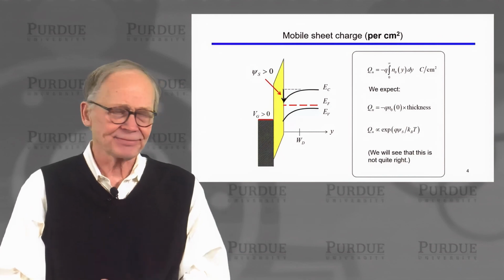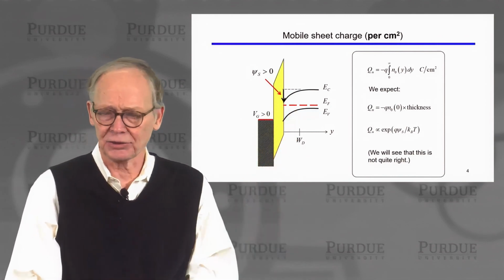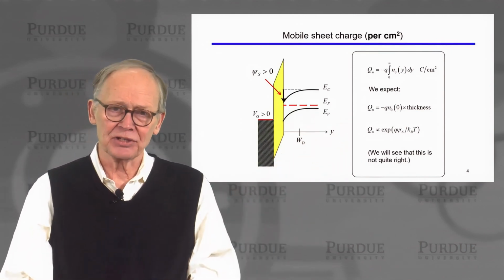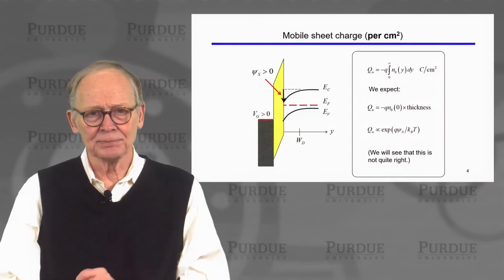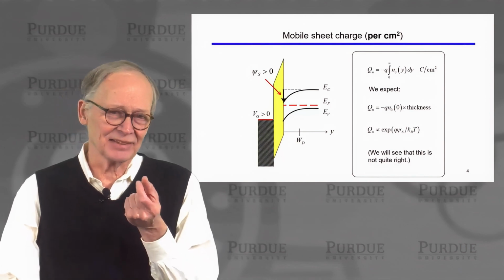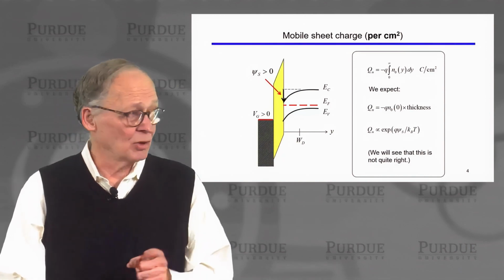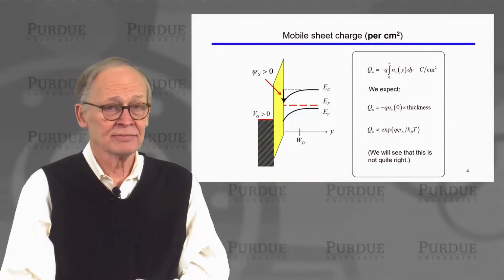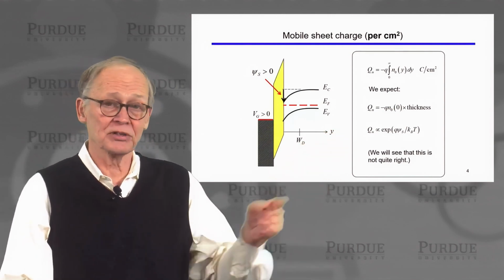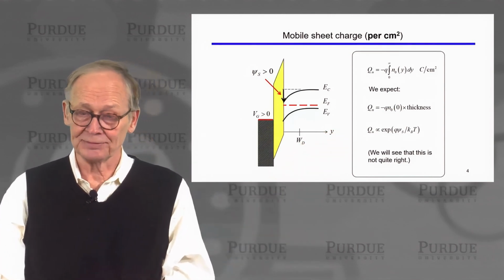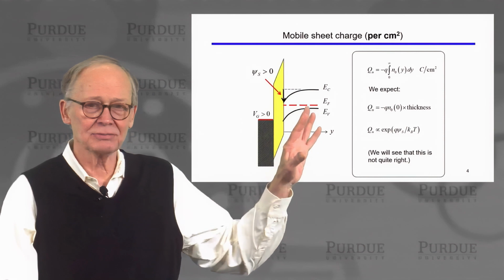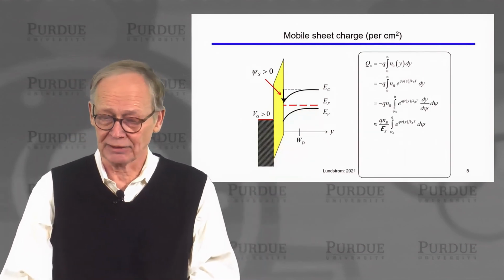Now, what do we expect? Well, the electrons are piling up right near the surface, and they have a negative charge. So we would expect this charge to be something like minus Q times the electron density per cubic centimeter right at the surface times the thickness of this very thin layer. Well, we know that the electron density at the surface goes as e to the q surface potential over kT. So we expect this mobile charge to vary exponentially with surface potential. And we'll see that this is not quite right for this bulk system, but it's very close. And we'll explain why in a little bit.